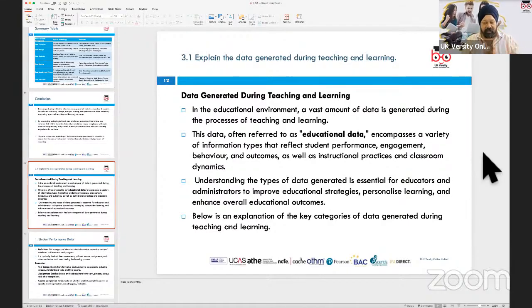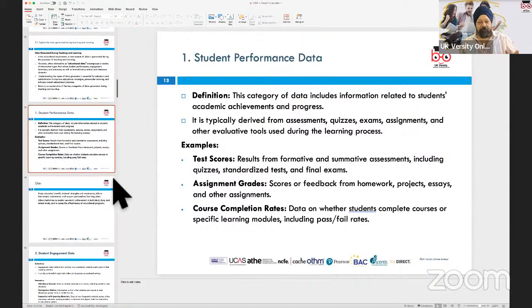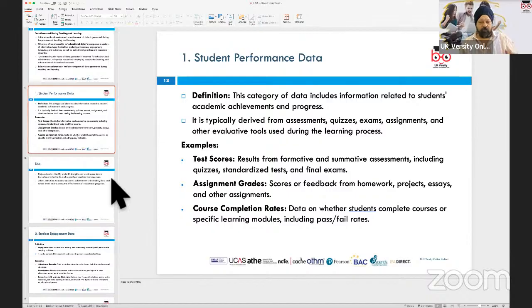And that form of data which comes out would be a form of educational data. Is that okay? So when we do talk about different forms of data, I've created certain slides to highlight that form of data. One such format of data is performance data, which could be coming out of test results, assignment grades, and obviously course completion rates. Now, what is this going to be used for?